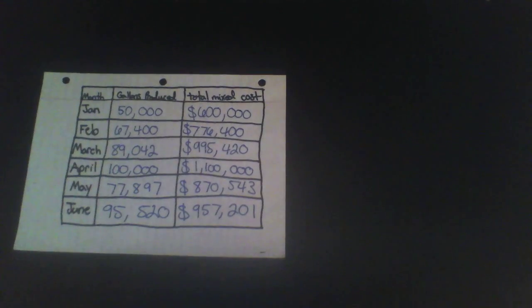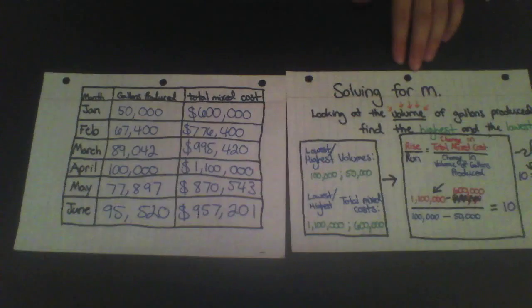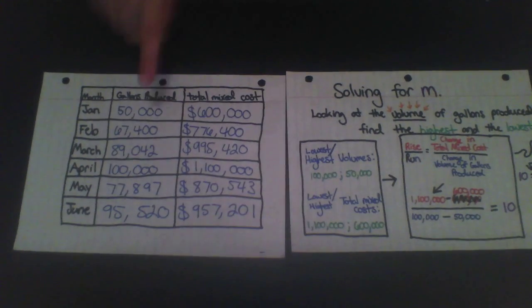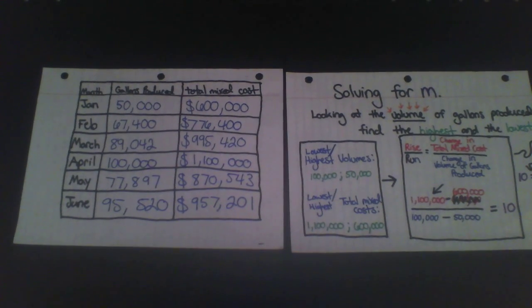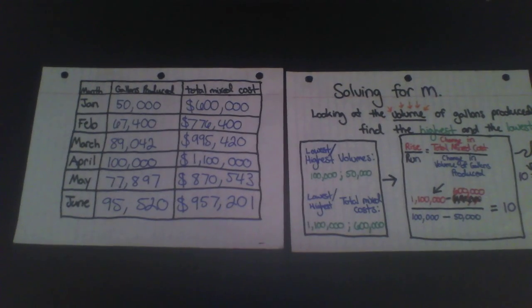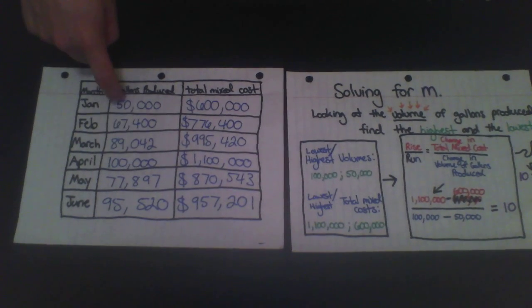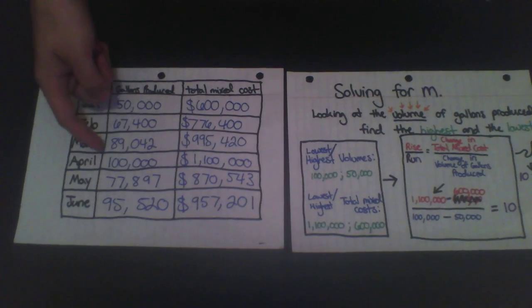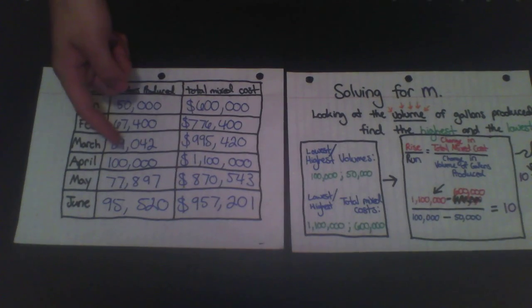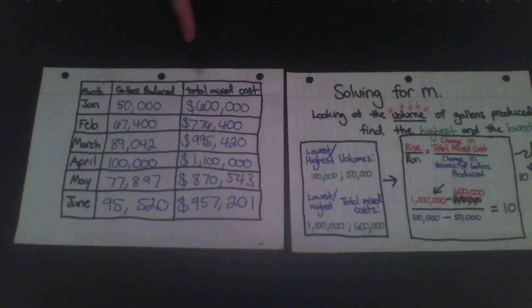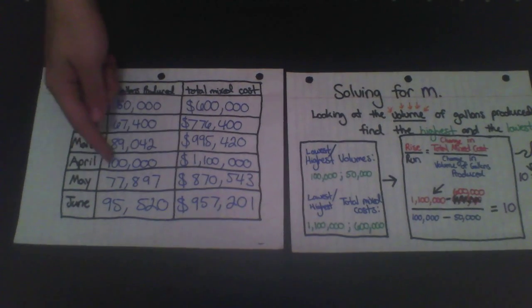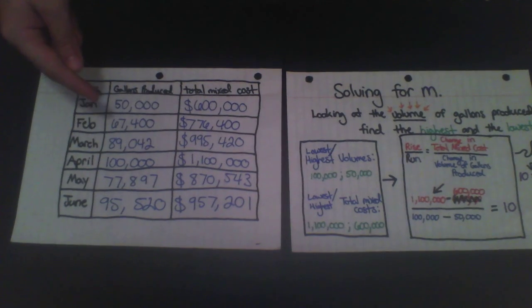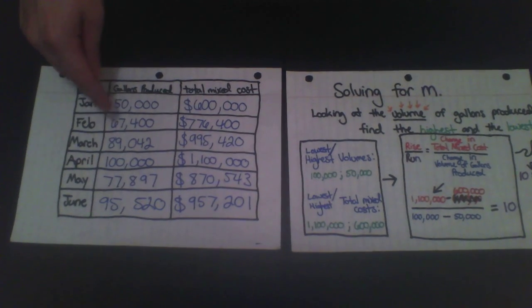Alright, so our first step here is to solve for m. So we're going to be looking at the volume, not the total mixed cost, to determine the highest and lowest values. So right here we see 100,000 and 50,000 are the highest and lowest. If for some reason there was a point on here that was 101,000, but the total cost was lower, we would still go with the 101,000 produced. So we have 100,000 as the highest volume and 50,000 as the lowest volume.